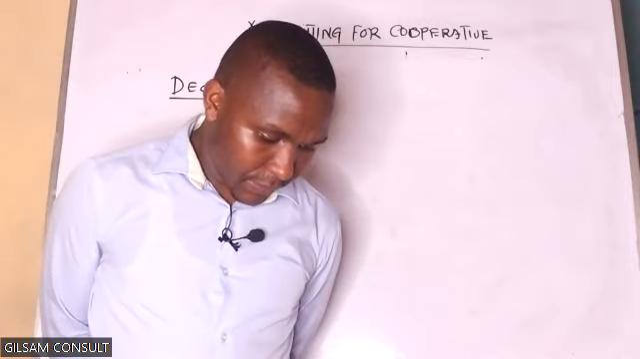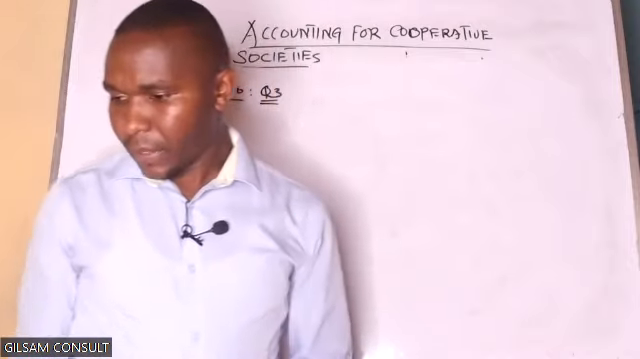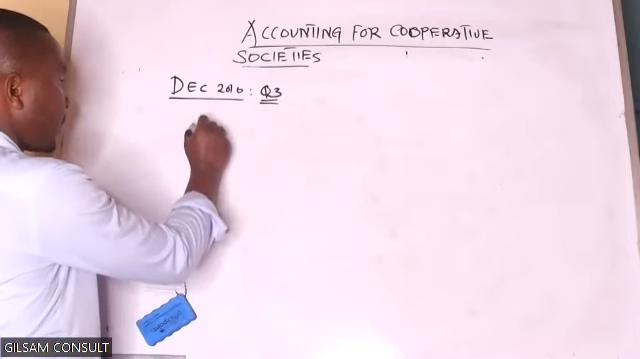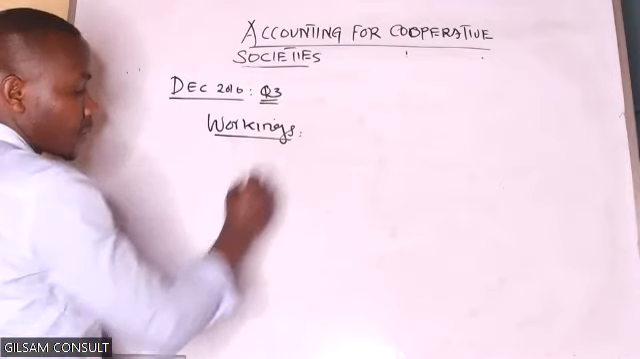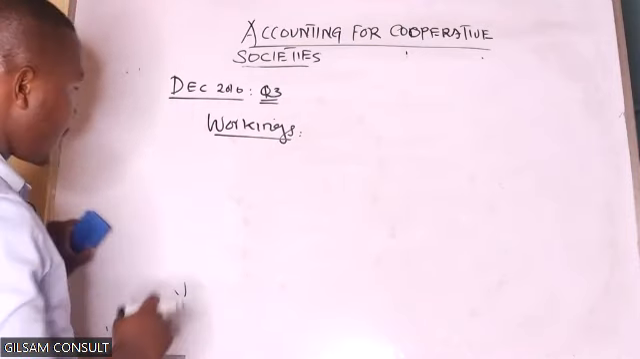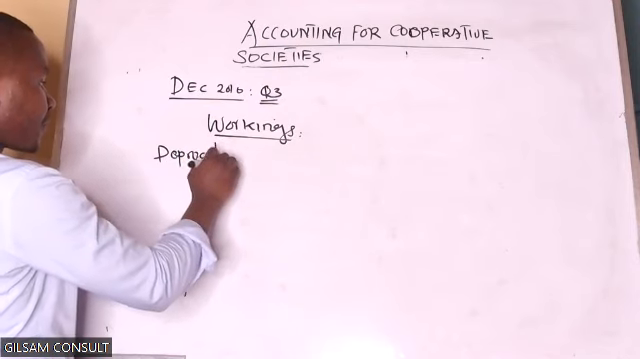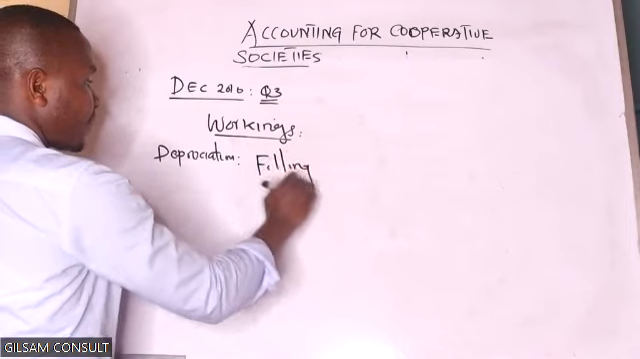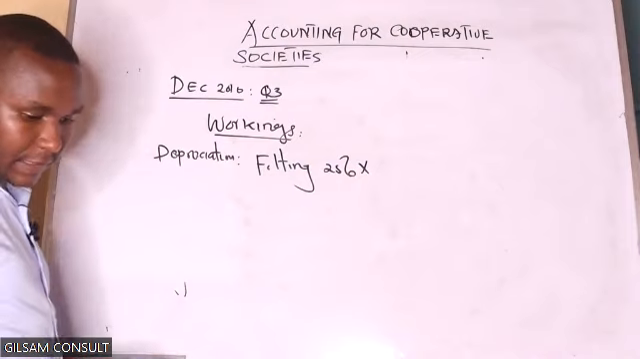So we will do the workings. Can we start with the working first or do the question? Let's have a small working here. We can start by getting the depreciation. We have been told, number one, furniture and fitting, they are charging 25% on cost since they say it is straight line.